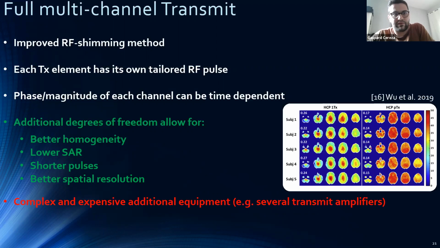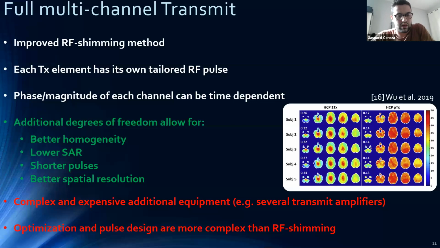So the main problem with the full multi-channel transmit is that it's complex and it's expensive to have this additional equipment. For example, we will have to have one transmit amplifier for each channel. And the optimization process is much more complicated than with RF shimming, where we just had to look for one phase and one magnitude for each channel. Here we will have also to tailor the pulses, so that can require a long time.